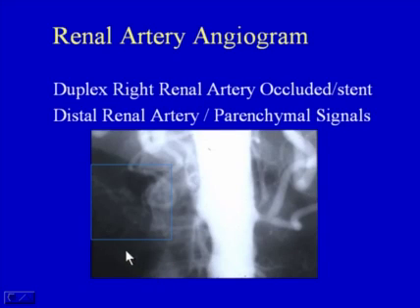Here's the angiogram with the collateral vessels as detected by the ultrasound, and by insonating these vessels, this gave the surgeon an opportunity to do an aortic to renal bypass and actually save this patient's kidney.